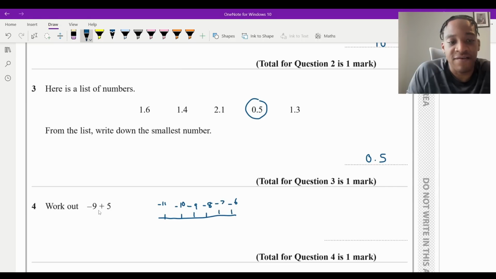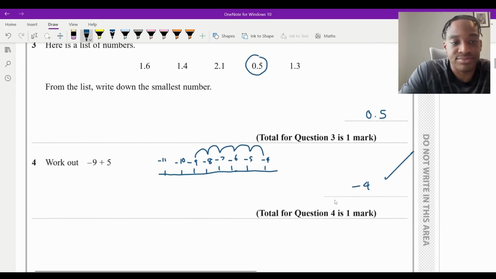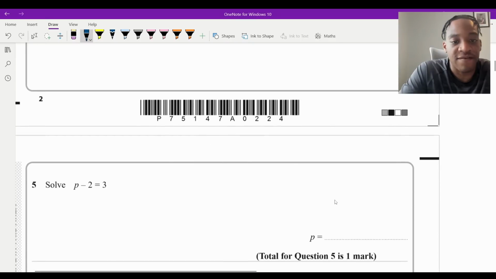If I'm adding 5 and I'm at -9, that means I have to move 5 units to the right. So 1, 2, 3, 4, 5. That would be -5. That would be -4. So therefore, the answer to -9 plus 5 is just going to be -4. That's question 4 done. Now let's go to question 5.